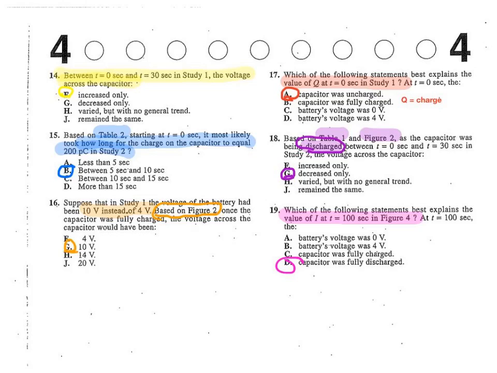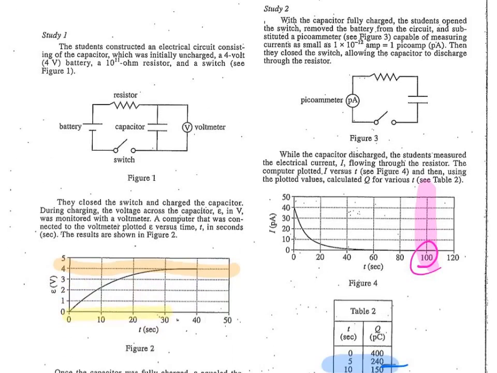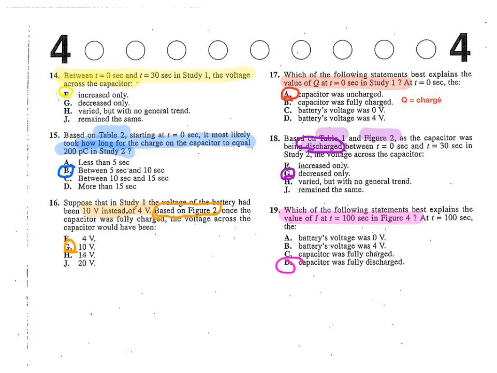Question 14 reads, between a time of 0 seconds and a time of 30 seconds in study 1, the voltage across the capacitor blank. Now again, with these science passages, it's important to always look for these clues. Right here it says study 1. That's telling you exactly where you can go to find that answer. So let's go back to study 1. And when we do go to study 1, we see that from 0 to 40 seconds, that charge increases. So that being said, F, it increases only.